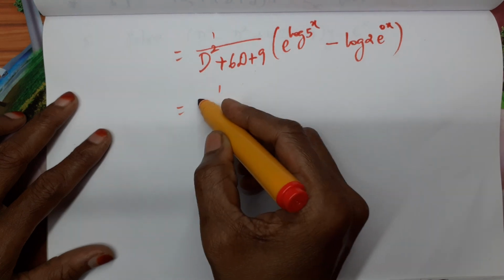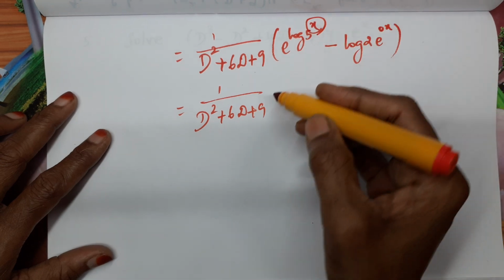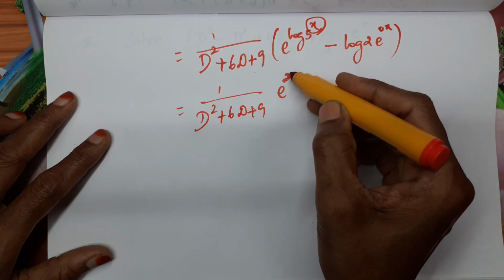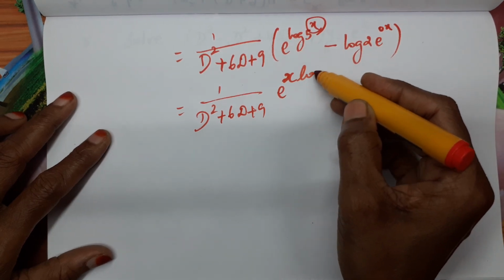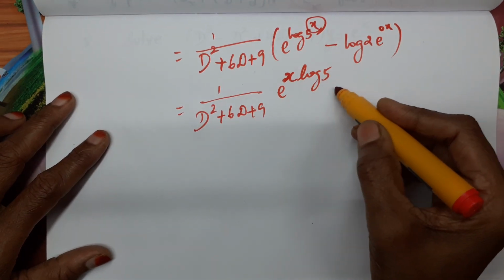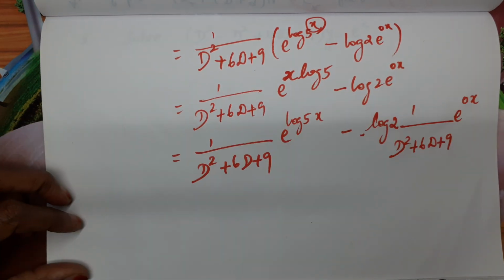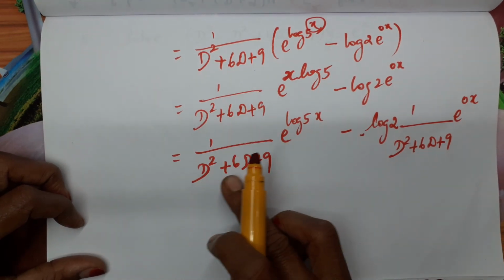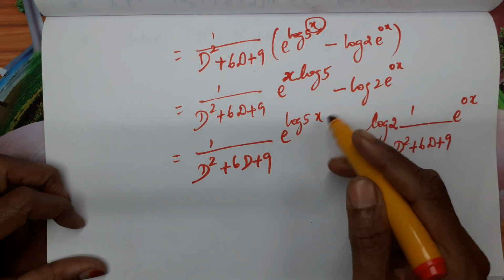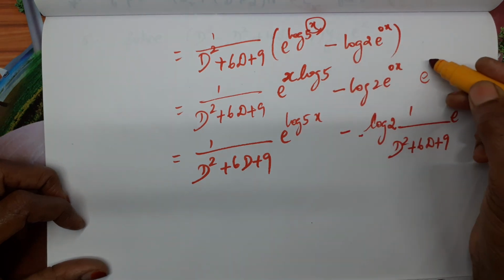Which is equal to 1 by d squared plus 6d plus 9 of the log terms. If we have anything in the power, I can bring it here, e power x into log 5. This x I can take to the front of log, so x into log 5, minus log 2 e power 0x. I can split it in this way, 1 by d square plus 6d plus 9 e power log 5 into x. I have taken log 5 as the coefficient of x because we have the format e power ax.